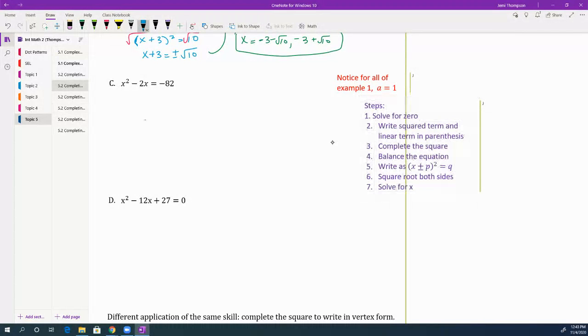So first thing I got to do is solve for 0. So I want a 0 on the right-hand side, so I'll add 82 to both sides. When I rewrite that, I'm going to have x squared minus 2x. I'm going to leave that 82 outside of my parentheses.